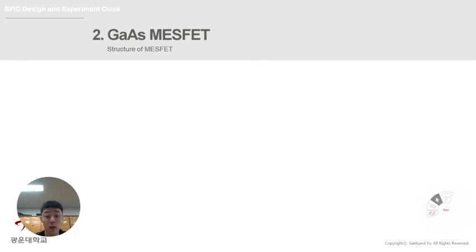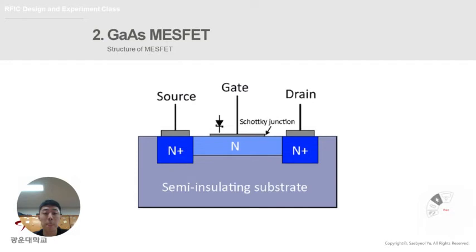Okay, I'm going to talk about the gallium arsenide MOSFET. This picture is showing the gallium arsenide MOSFET structure. The MOSFET uses gallium arsenide as a semi-insulating substrate. On top of that, a thin n-type gallium arsenide forms a channel. There are two metal layers on it to form ohmic contacts at the source and drain. Also, one metal layer forms a Schottky contact at the gate.